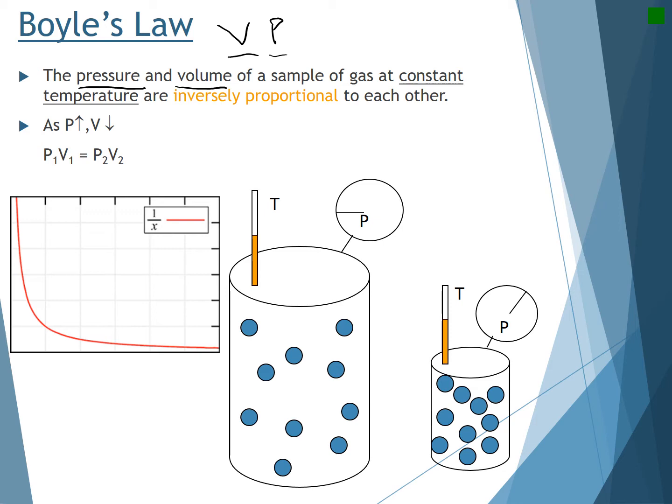But anyways, what Boyle's Law states is that if you increase your pressure, then your volume goes down. Typically, we'll change the volume, and because we change the volume, the pressure will change. The formula for that is P1 V1 equals P2 V2. It is an inverse relationship, as you can see with the graph.